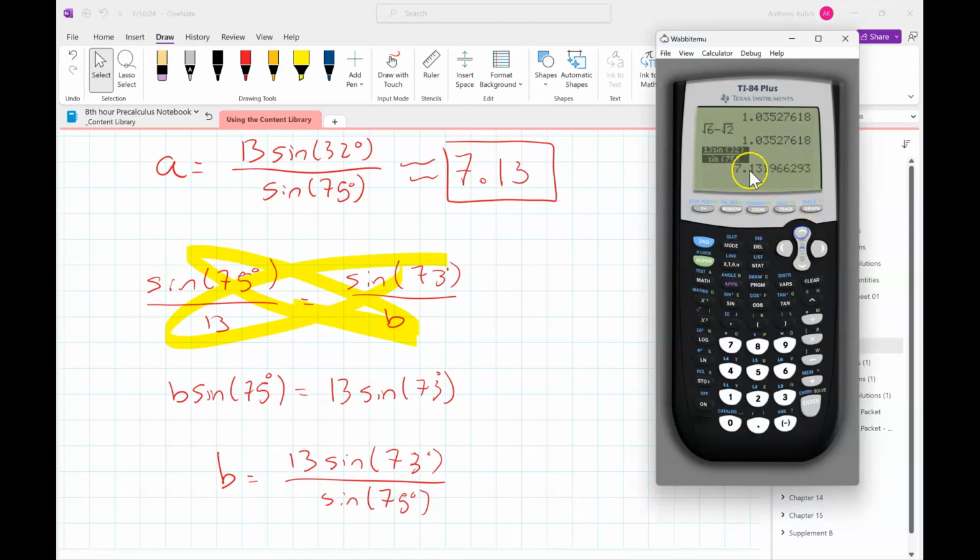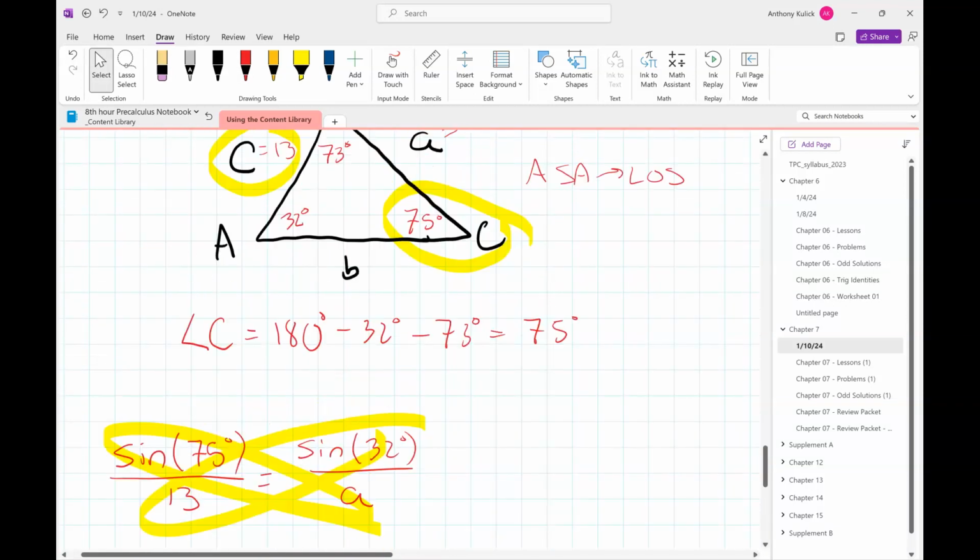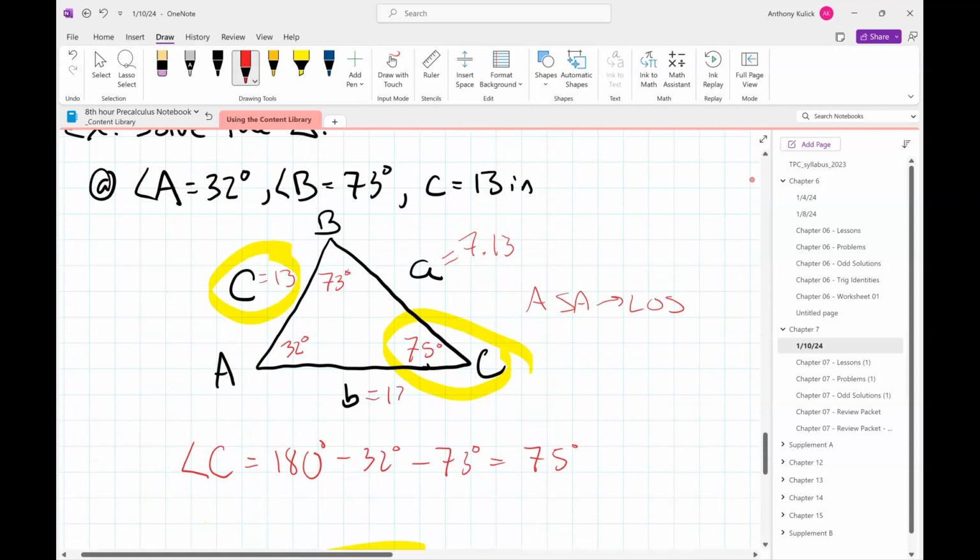To do this, I'm just going to take my previous equation, and I'm just going to change the 32 to a 73 because everything else is the same, right? If I look at this and I look at this, the only difference is a 32 instead of a 73, or a 73 instead of a 32. So that gives me 12.87. Guess I should say inches there. So once I have that, I'm going to go back to the top and write that into my picture.